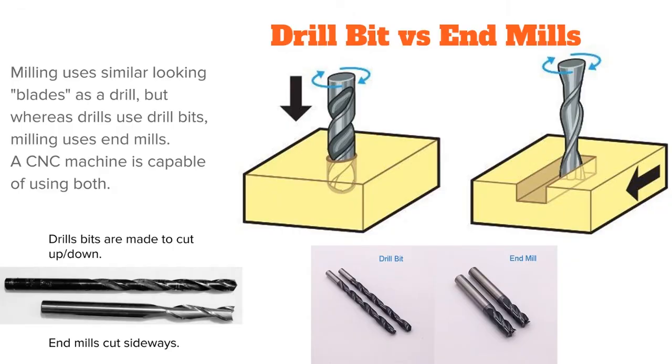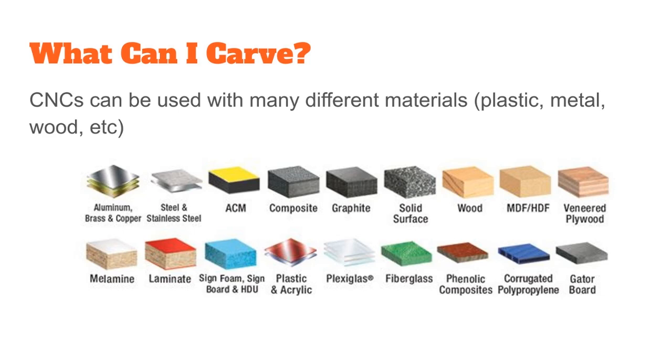CNC machines have the ability to drill and carve. While the cutting hardware may look the same, drill bits and end mills serve different functions. What is important for the user is that they choose the correct bit depending on what they are asking the machine to do. You have a lot of materials to choose from, which all can be carved using a CNC machine. Wood, metal, plastics, and other synthetic materials can all be machined.